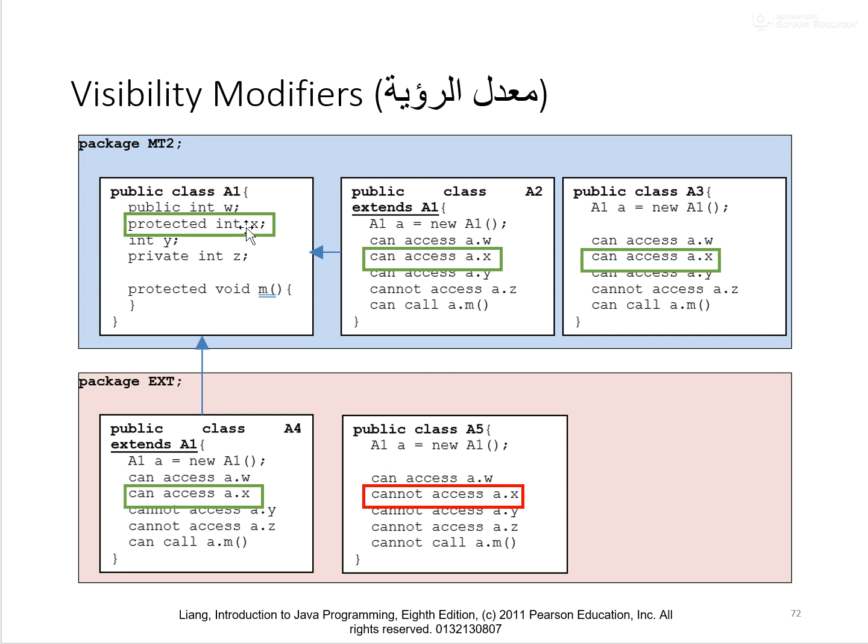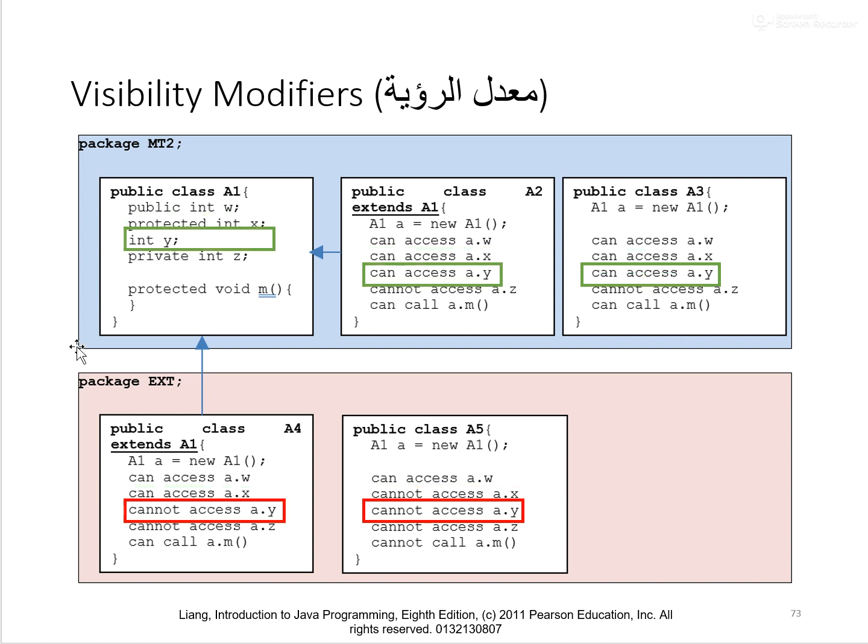Then we have protected integer X, and this is accessible to all classes in the same package, subclasses and not subclasses. It is also accessible from subclasses in other packages, but it is not accessible to classes in other packages that have no relationship, that are not subclasses of A1. So that's why this is in red. Figure that out. Okay, let's look at integer Y, which has visibility level default, and you can see that this reduces the visibility. Now, the subclass A4 cannot access Y anymore. Why? Because it's in a different package. Classes A2 and A3 can continue to access Y because they're in the same package as A1.